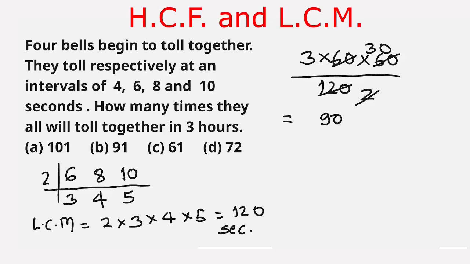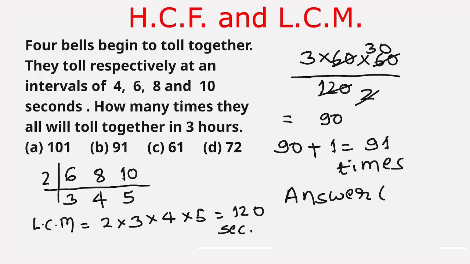Now we add 1 to it, which is the tolling together at the starting time. So this comes out to be 90 plus 1 equal to 91 times. And from the given options, our answer is option B, 91 times.